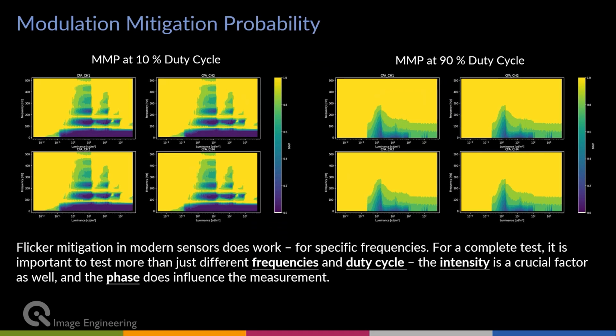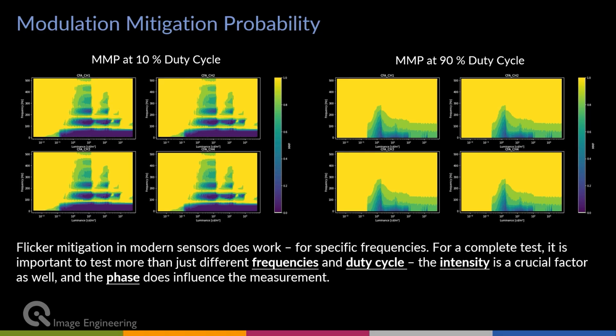So now here is an example. On the left is the MMP for 10% duty cycle, on the right is the one for 90% duty cycle. What is interesting to see here on the left, for the different color channels of the sensor, is that the flicker depends on the intensity. So depending on the intensity, you have flicker or you do not have certain flicker artifacts. And that's quite obvious, but that's not what all tests do.